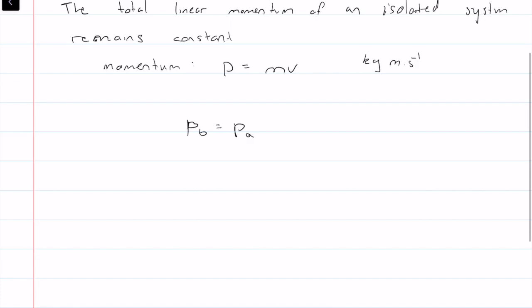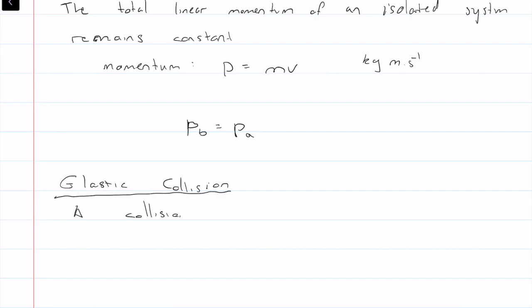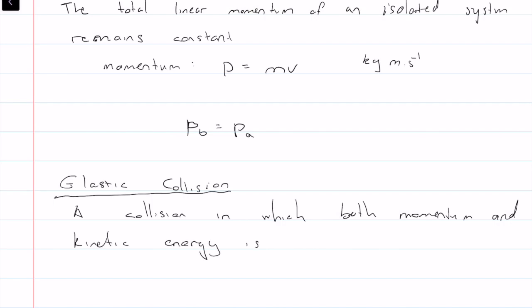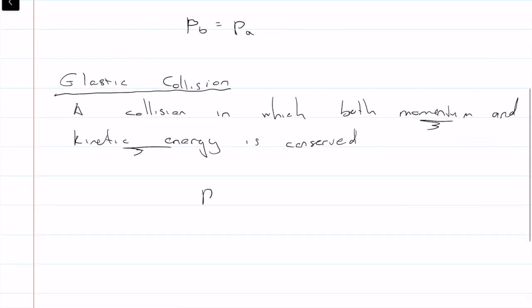Okay, then another definition that we need is elastic collision. So what is an elastic collision? An elastic collision is a collision in which both momentum and kinetic energy are conserved. Basically, you go through a collision and momentum and kinetic energy, so P and EK, are conserved.